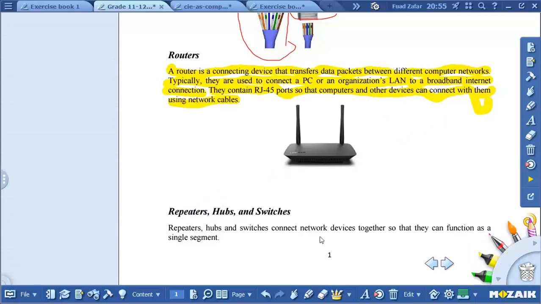I'm repeating routers again. A router is a connecting device that transfers the data packets between different computer networks. Typically, they are used to connect a PC or an organization LAN to a broadband internet, like your ISP services. That means if you have two different networks, with the help of a router, you can connect them and provide them an internet connection. They contain RJ45 ports so that computers and other devices can connect with them using network cables.